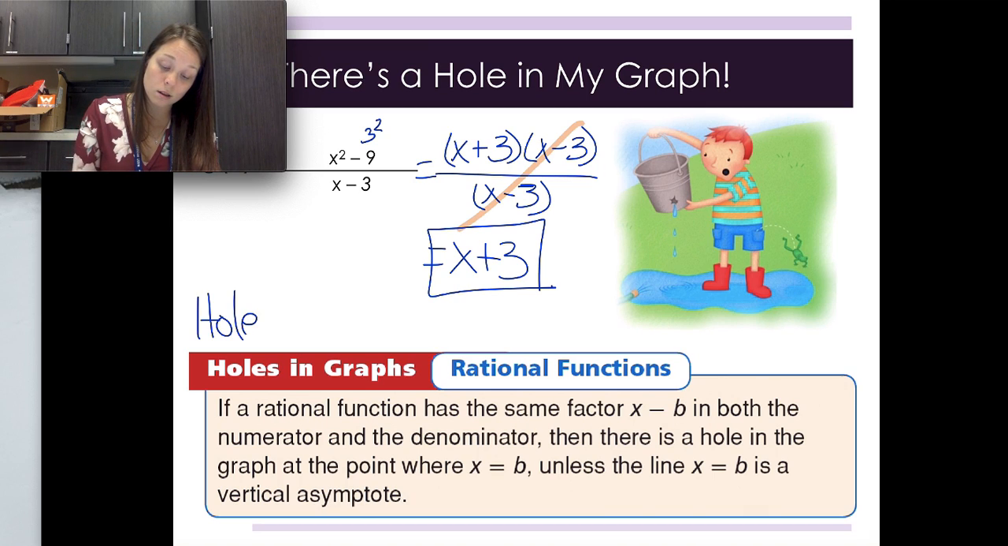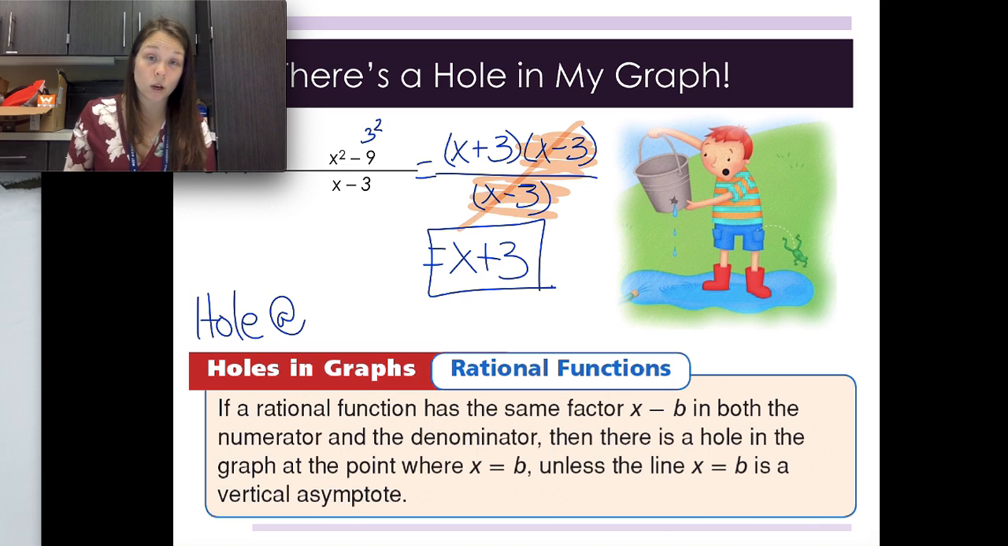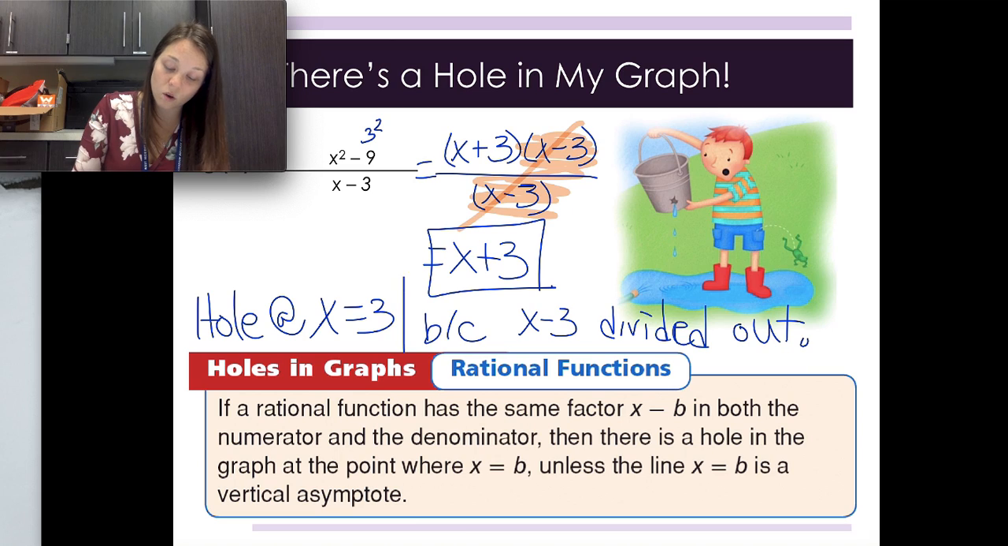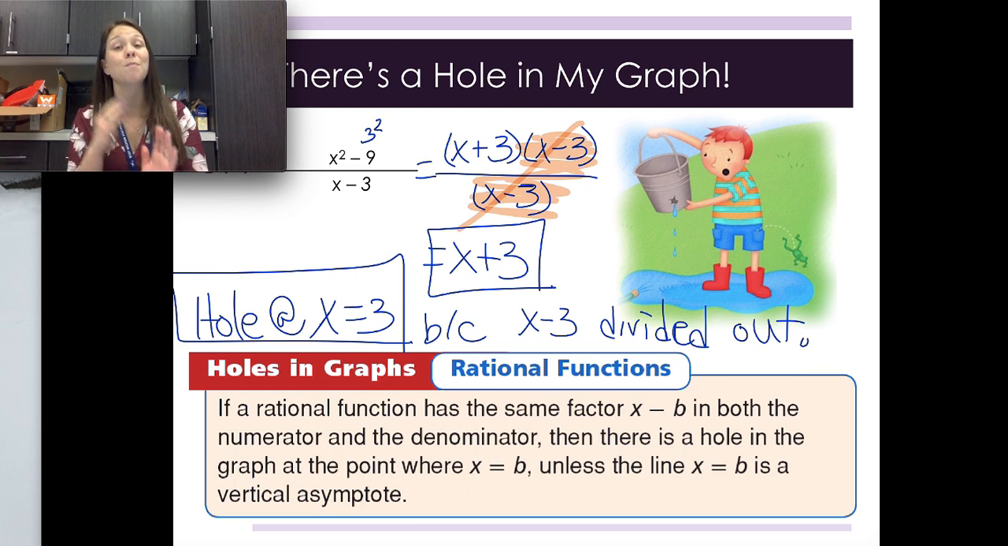Finding the hole is at the location of what it was that divided out. So x minus 3 is what divided out. So if I solve that for x and I add the 3 over, that means I'm going to have a hole at x equals a positive 3, and that is because x minus 3 divided out. So we have a hole at x equals 3, and that's because the x minus 3 factor divided out. And if I solve that factor for x, I get a value of 3.